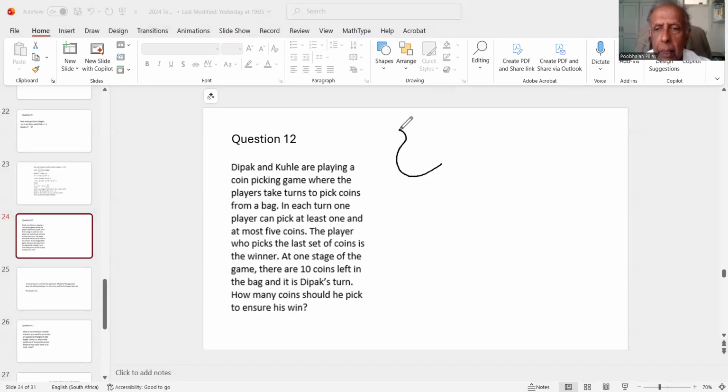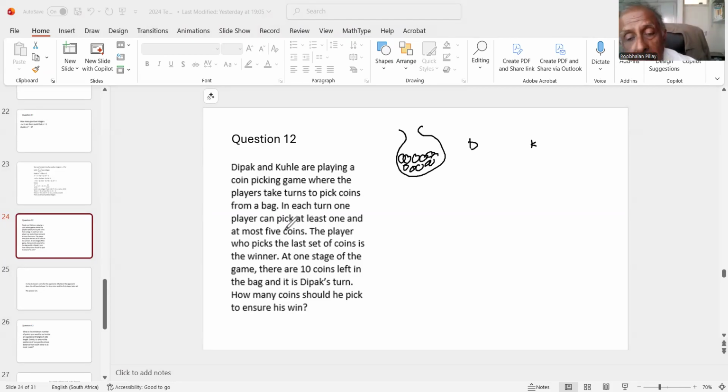So there's a bag, and you've got a number of coins inside this. These two guys pick coins. Deepak plays and Kushla plays. Now in each turn, one player can pick at least one, but at most 5 coins.